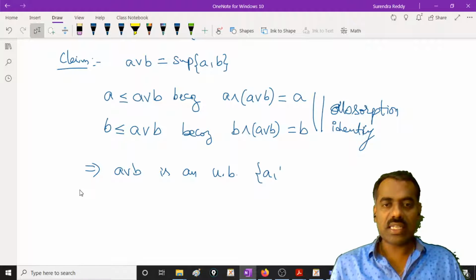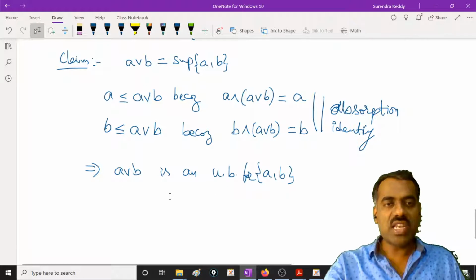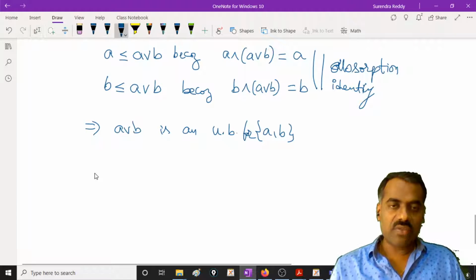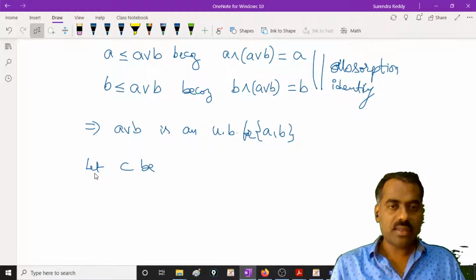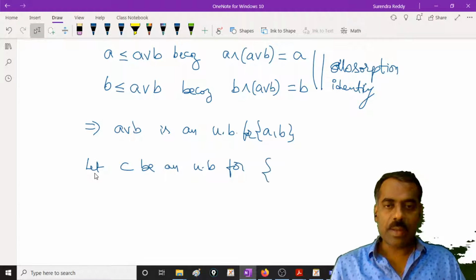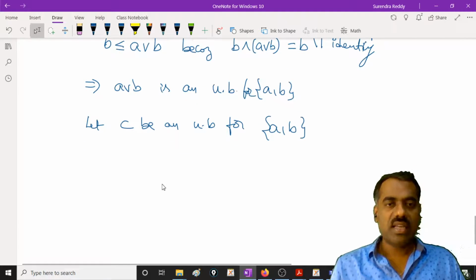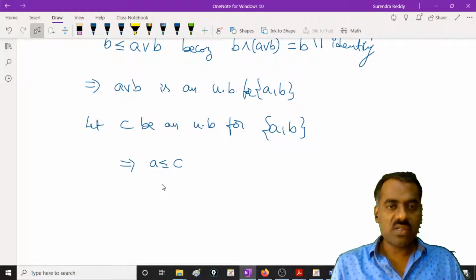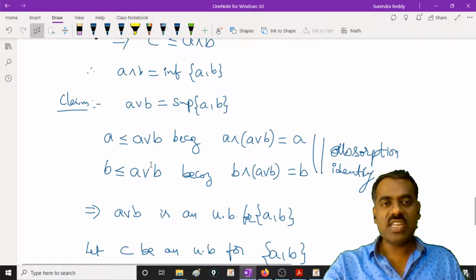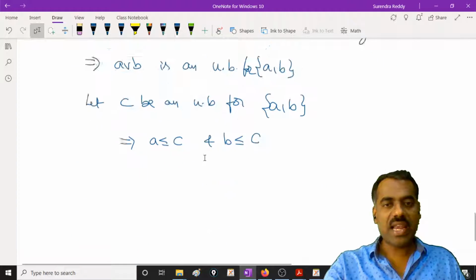Okay, fine. So first we proved that A join B is an upper bound for this set A comma B, right? We want to show that it is actually the least upper bound. So again, whenever we want to say something is least, start with: let C be an upper bound for this set A comma B, right? So what is the meaning of this? Again, it is an upper bound, so A is less than or equal to C and B is less than or equal to C. Whatever we did earlier, we are going along the same parallel lines, so it is not a difficult one.